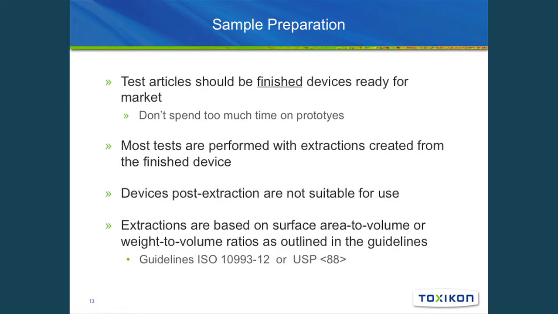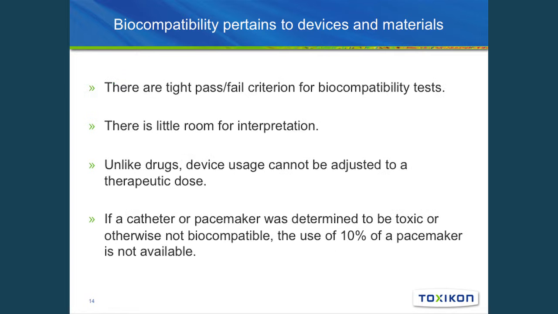And extractions are always going to be based on a certain surface area to volume ratio or weight to volume ratio. So it's very well defined. In Part 12, they say things like 6 centimeters squared per ml, 3 centimeters squared per ml. We're not going to get into why they chose that, but they're very well defined, and the FDA and other regulatory bodies really like to see that you maintain those extraction ratios for your testing, to understand now, we're talking about biocompatibility of devices.